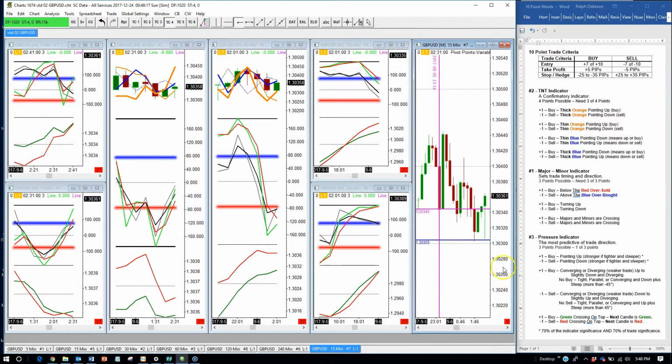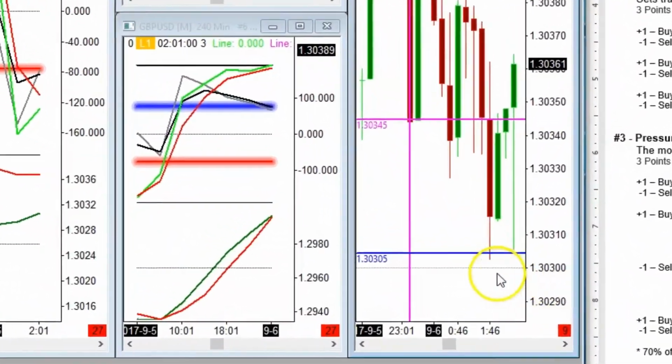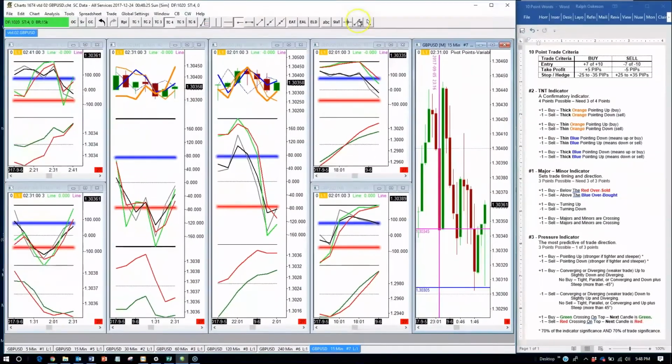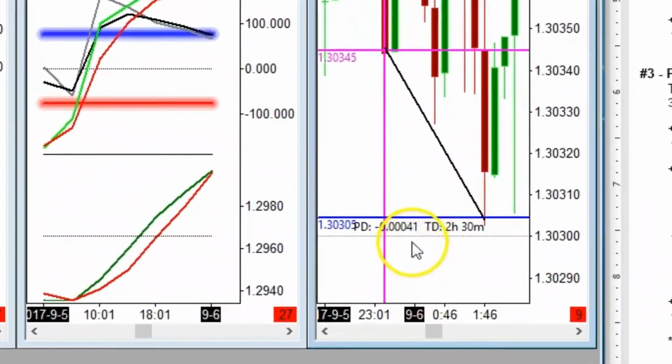Looks like we might have won it twice there. Okay. So we won it right here. It took us about one. Well, let's see. Let's go up here and click on our calculator. This is where we started. We're going to come down here, and we're going to click there. And we went 4.1 pips in 2.5 hours.